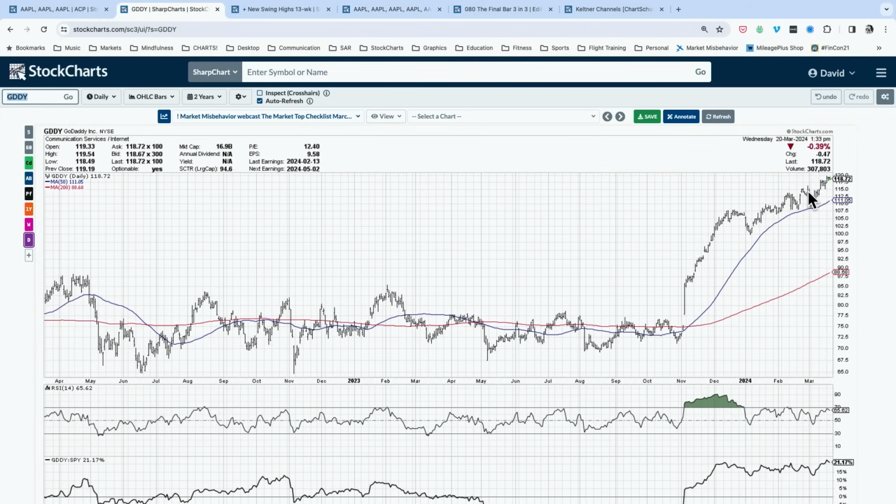So the bottom-up process is just I'm looking for good setups wherever they are. And if it's a utility stock or an energy name or GoDaddy in communication services, I don't care. I just care about owning strong charts and wanting to be in those. To be honest with you, I think a lot of people do a little bit of both, and that's kind of where I am at.